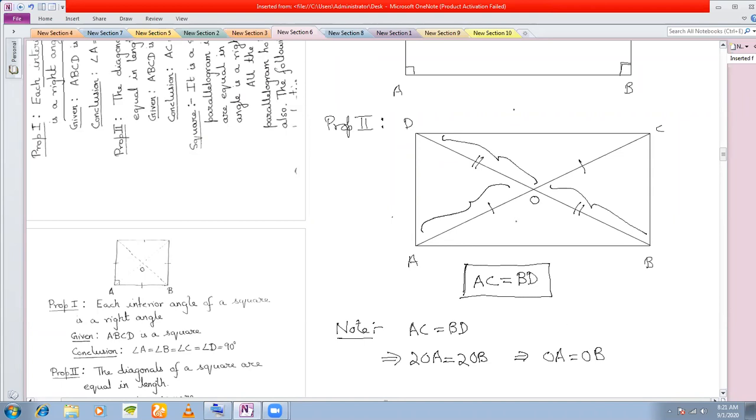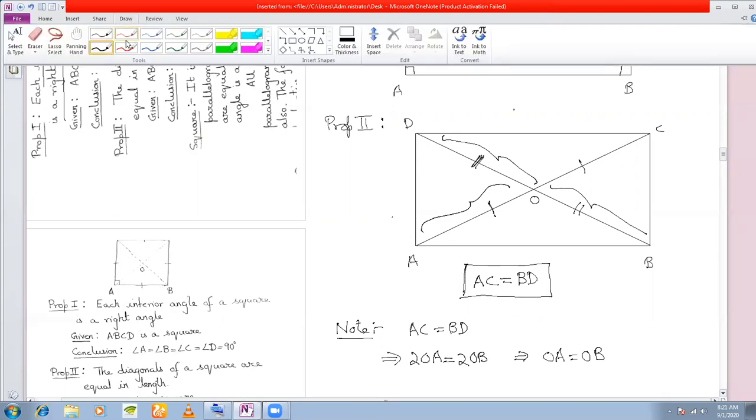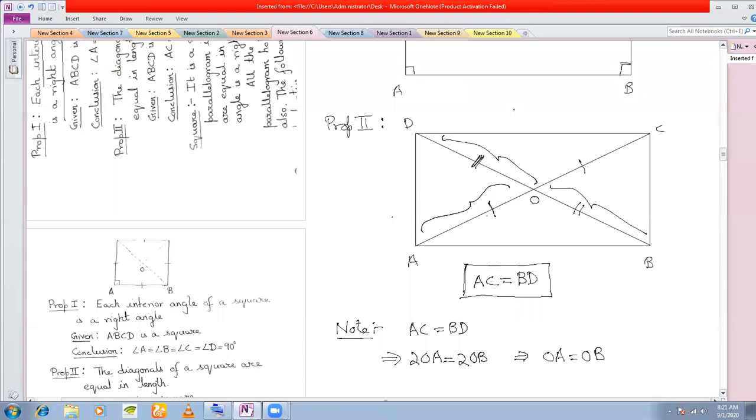So what you see here is that all these are equal. In the case of a rectangle, all these lengths are equal. Let me mark with a red. All these lengths are equal. This length, this length, this length, this length. Very important thing to notice.